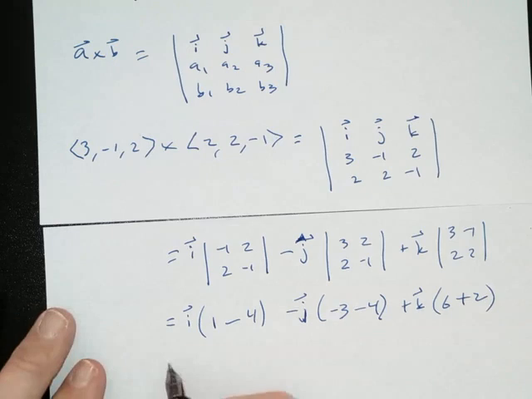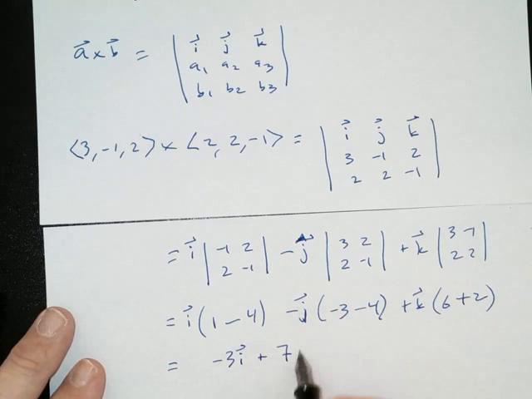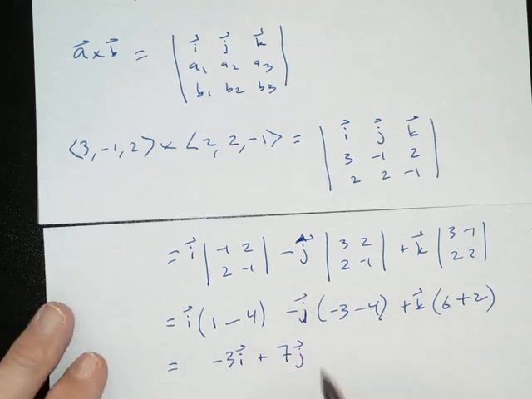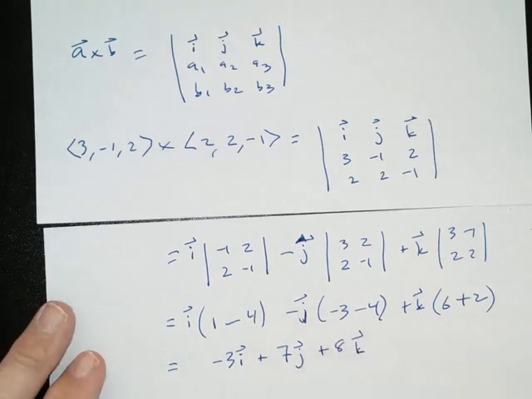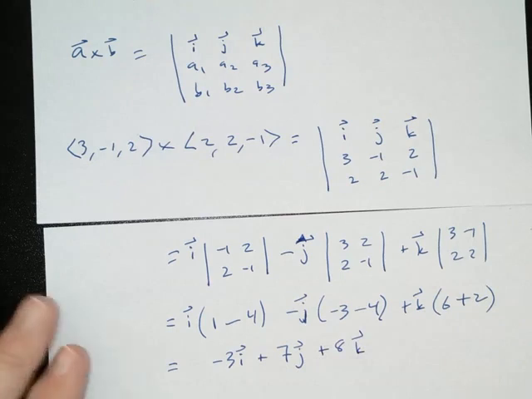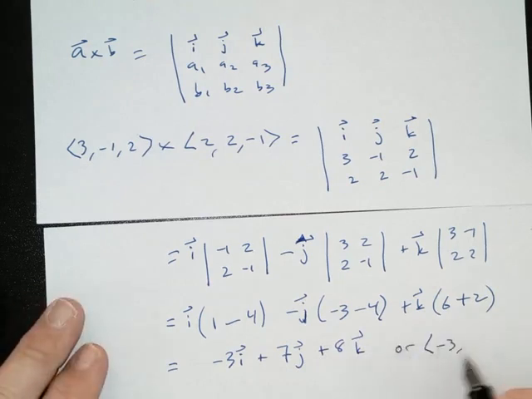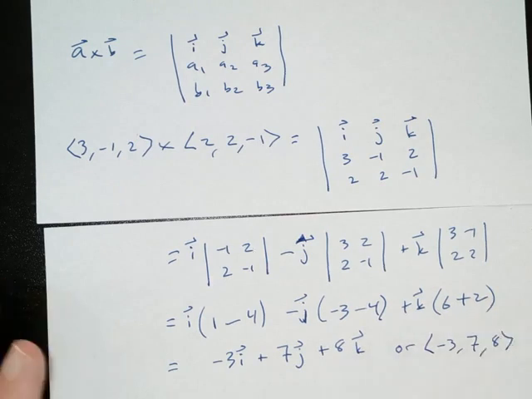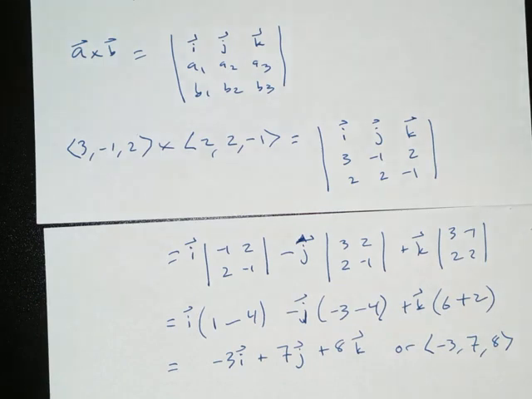And so I get minus 3i plus 7j, because it's minus negative 7, plus 8k. If you'd rather, you could write that without the i's, the j's, and the k's in our angle bracket notation as components. Either one of those answers is correct. But you'll notice I didn't have to memorize which numbers go where. They were all right there in the original order in the array in our matrix.